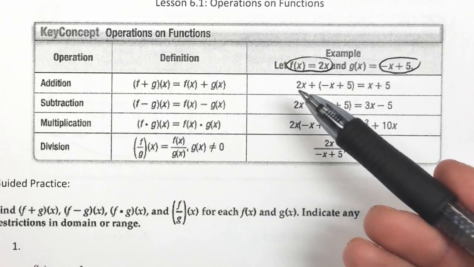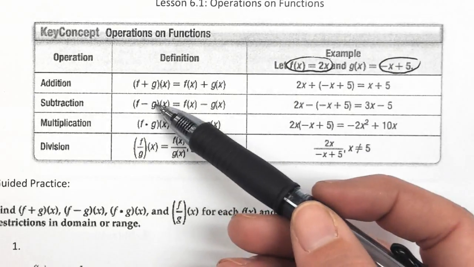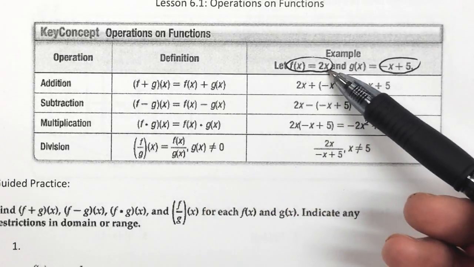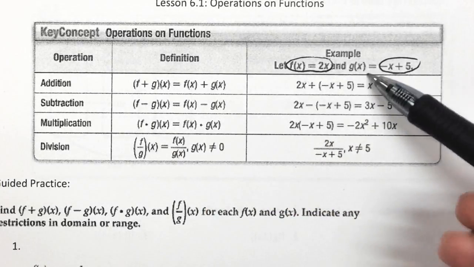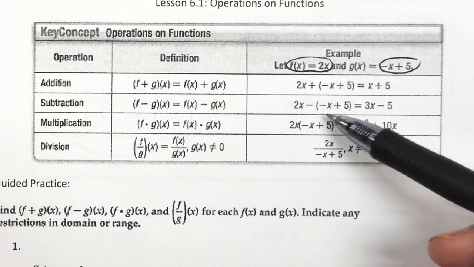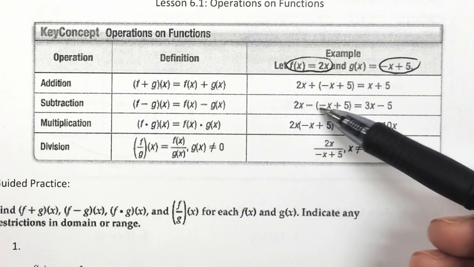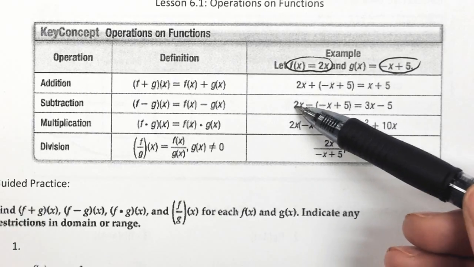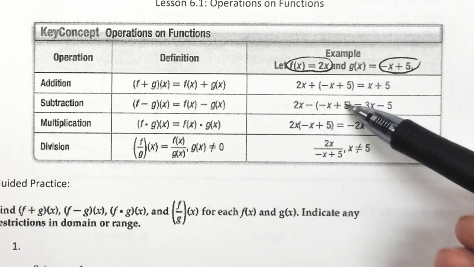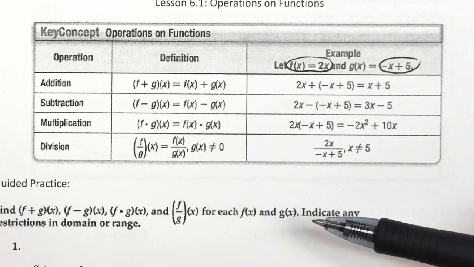So to subtract them, make sure you just put, if it says f minus g, put this function first. 2x minus this whole function. So you'll have to put it in parentheses. And then to work this one out, we would do what right here? Distribute the negative, then combine like terms.